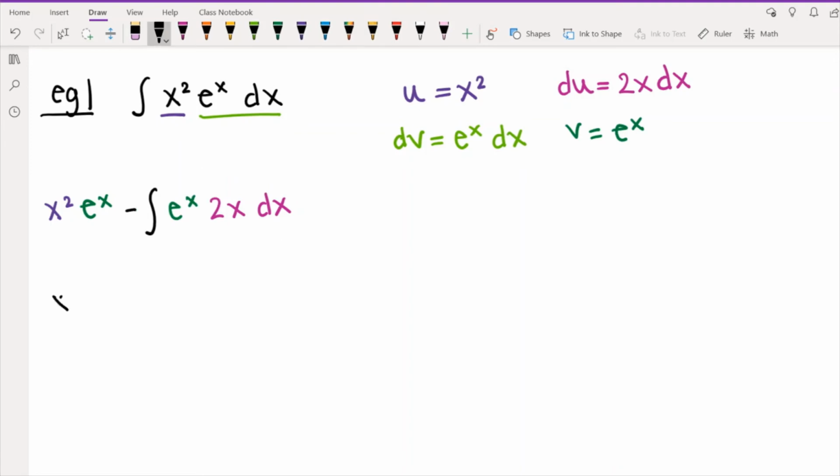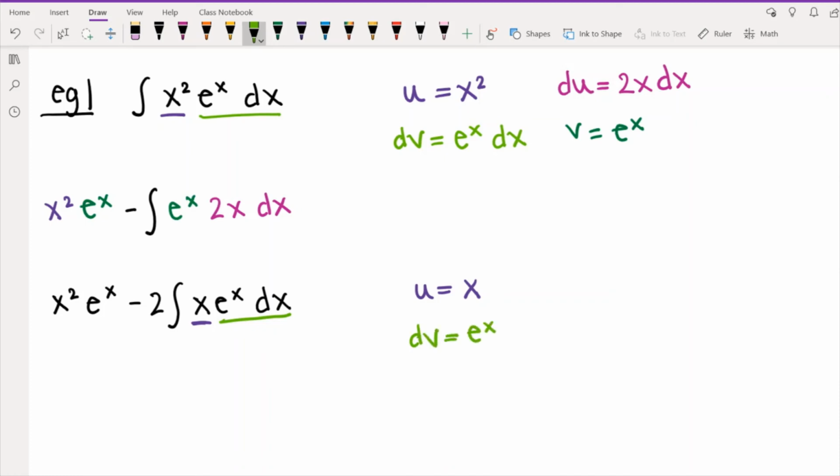So let me rewrite this so that we can use our color coding again without it getting too confusing. I'm going to pull that 2 outside of the integral. So we have 2 times e to the x, or I'll rewrite it as x times e to the x. So now we just apply integration by parts again. And so this time we're letting u equal x and dv equal e to the x dx.